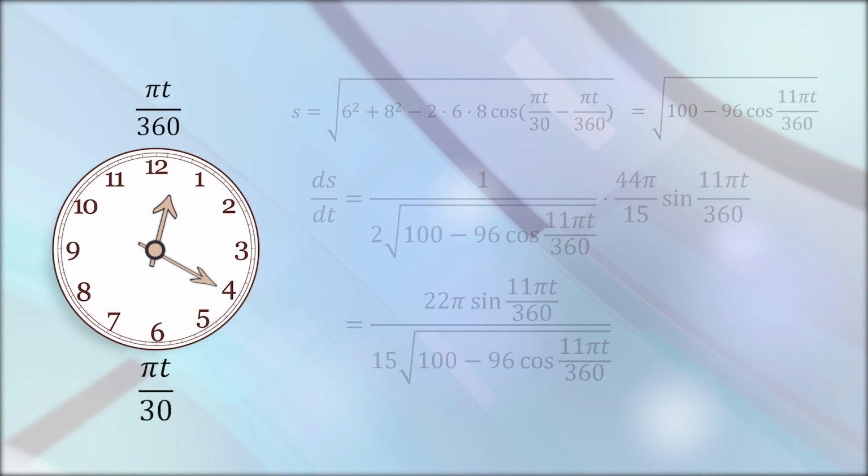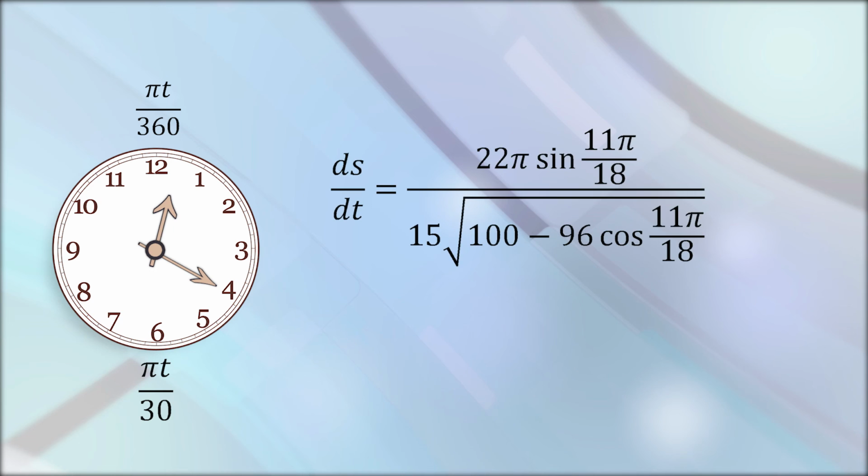All right. Then we can find how fast the tips of the two hands are separating at 12:20. It is the derivative of s with respect to t, approximately equal to 0.38 inches per minute. All right, so that's all for this section.